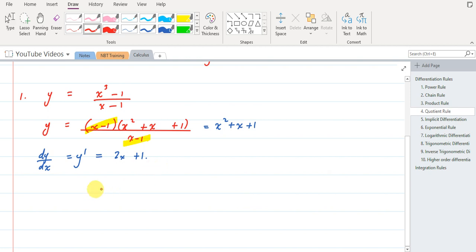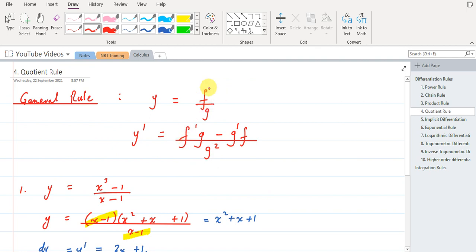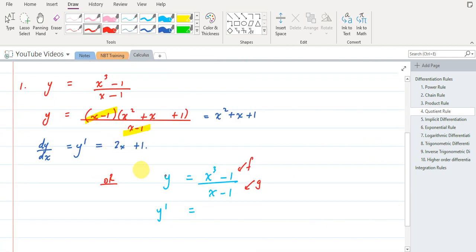Now, what if I apply the quotient rule? Let me rewrite the question: y is equal to x cubed minus 1 over x minus 1. With the quotient rule, you just need to look at the quotient of two functions, so that's f, and this is the function g. What's the rule? Differentiate the top, leave the bottom, subtract, differentiate the bottom, leave the top, over the denominator squared. Let's see if we end up with the same answer as 2x plus 1.